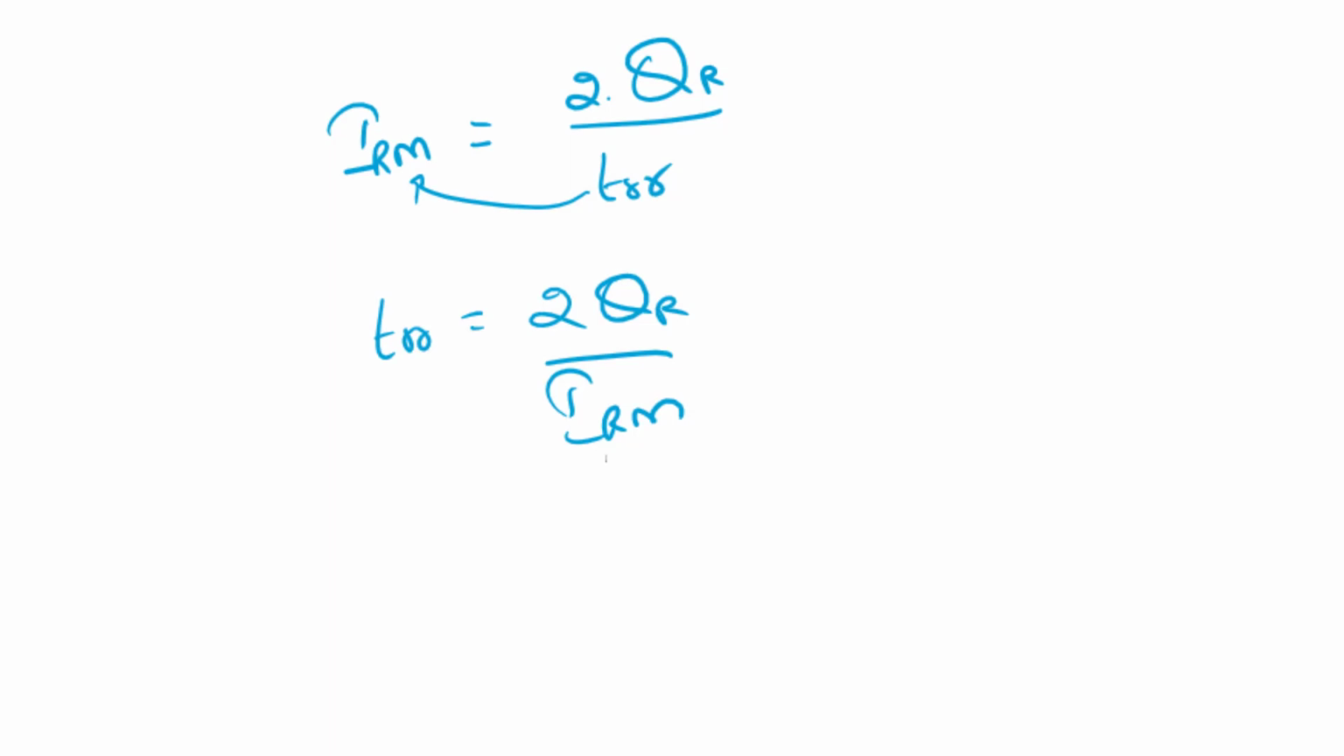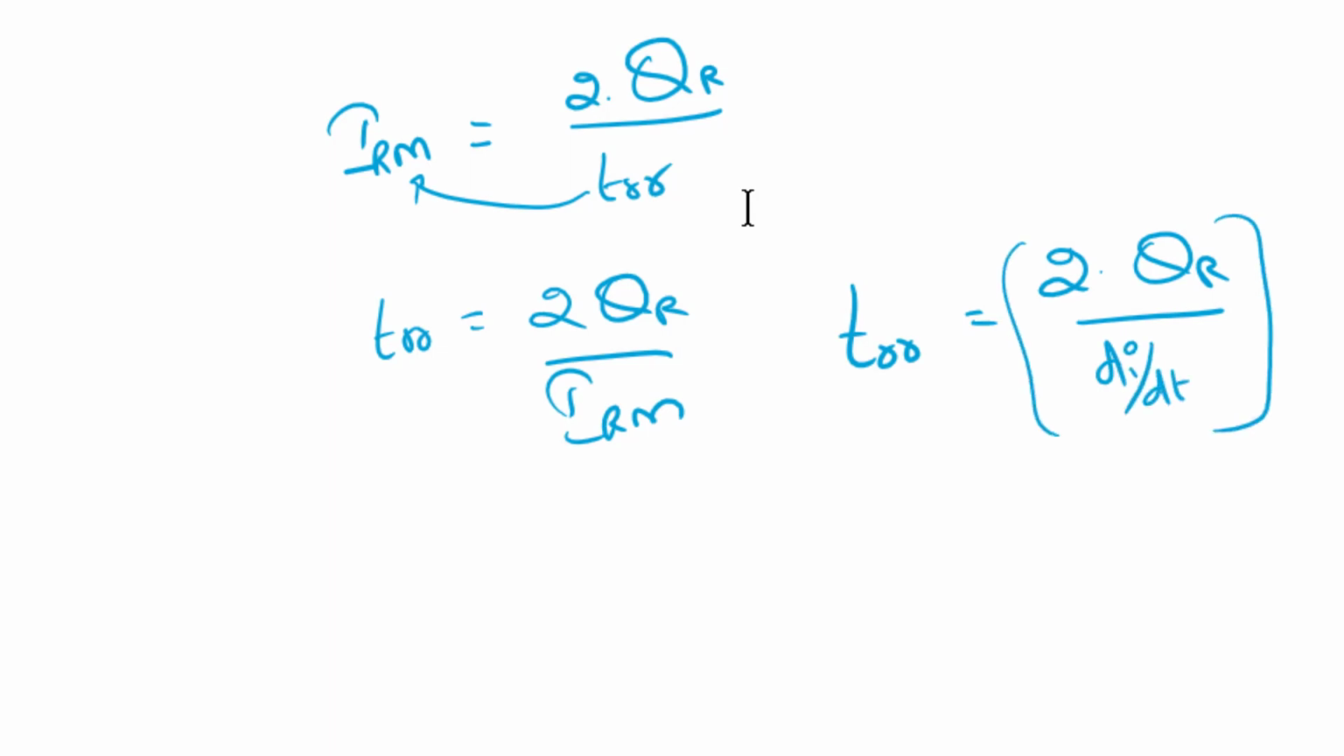Generally the reverse recovery time can be written as 2 into QR divided by di by dt, whole to the power of 1 by 2. That is such a simple thing.